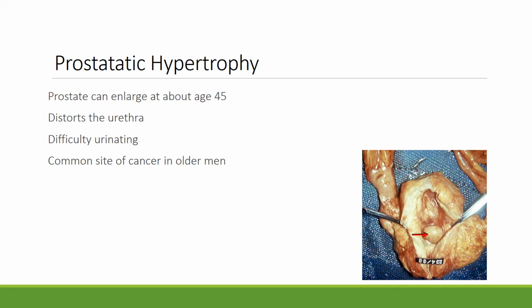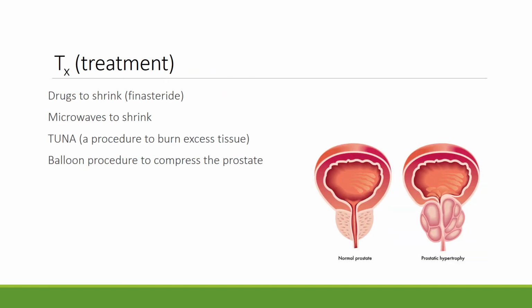Starting at about age 45 in most males, the prostate will begin to enlarge. This can distort the urethra, and males can have difficulty in urinating. It's also a common site of cancer in older men. There are a number of different treatments for prostatic hypertrophy. You can use drugs like finasteride to shrink the prostate, or microwaves to shrink the prostate, a procedure called TUNA, which burns excess tissue away, or a balloon procedure that compresses the prostate and opens up the urinary tract.